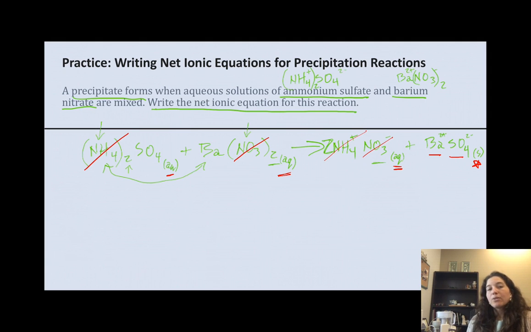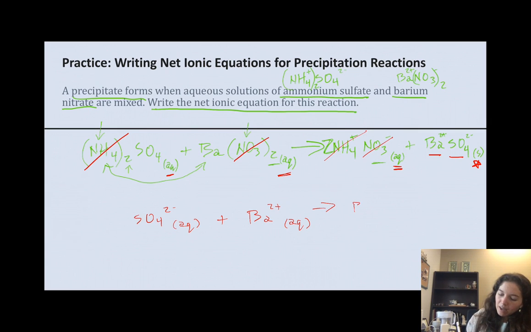So if you wanted to write out your total ionic equation, you could. I'm going to skip straight to our net ionic equation. This is going to help save you time if you can get used to doing it this way on exams as well. So we have SO4 2-, aqueous, and Ba 2+, aqueous, on our reactant side on the left, and on the product side, we have BaSO4, solid. This is our net ionic equation.